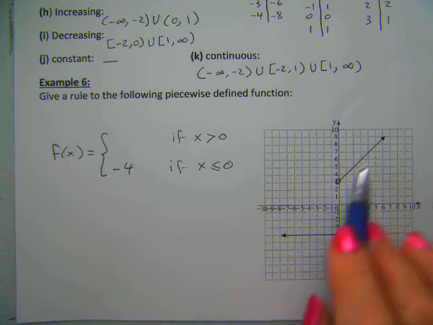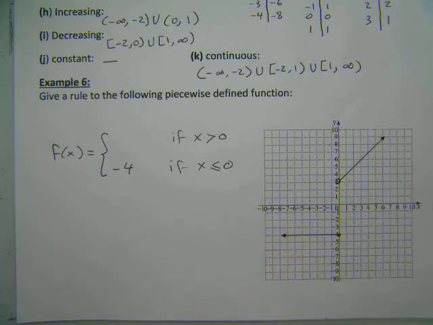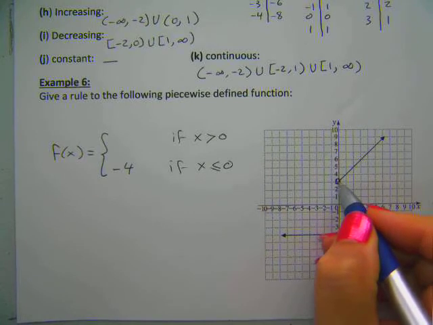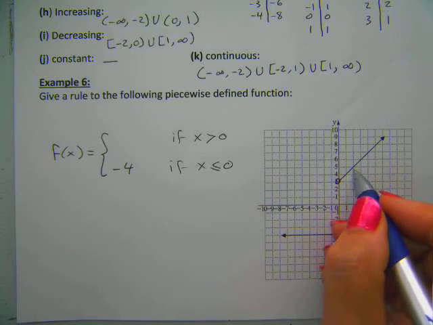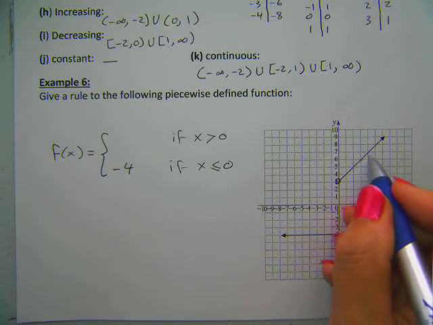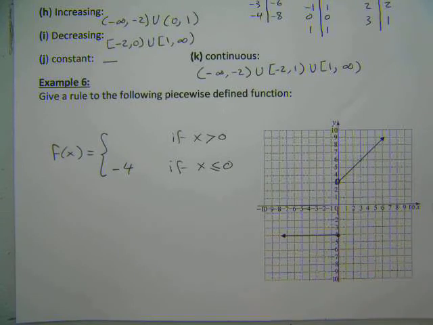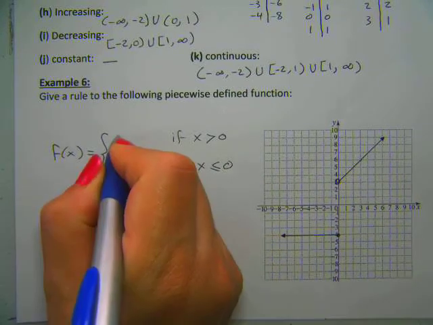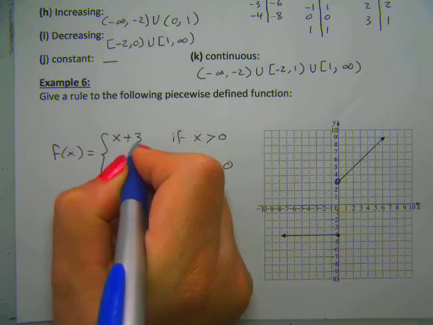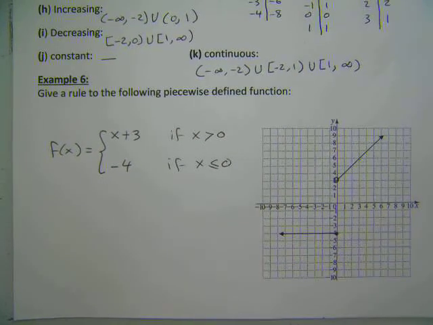But what is the equation of this line? We already covered the equations of lines. So we know that the y-intercept is 3 and the slope is 1 because it's 1 over 1. So how do we write the equation of a line with a slope 1 and y-intercept 3? x plus 3. Okay.